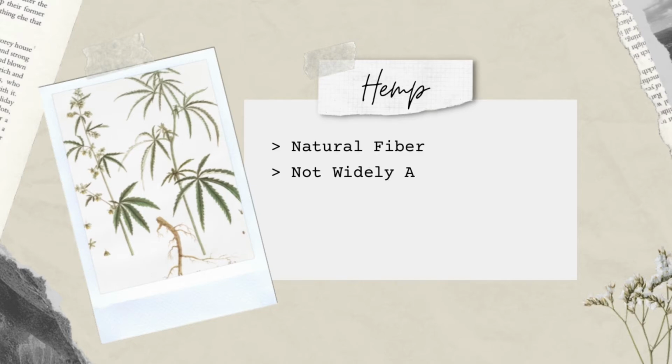On the other hand, you have hemp, which is marketed very similarly to the wool. It's a natural fiber, but again, it's not very widely available and it's not very cost effective. It's also not made specifically for the narrow cavities inside vans and buses.